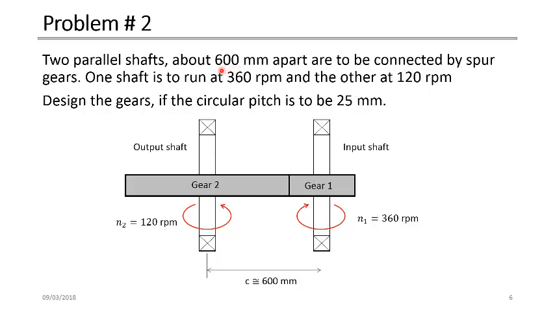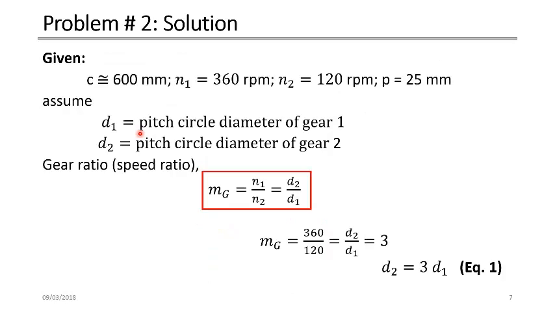For the center distance, it's approximately 600, so we can just take it a little bit higher or a little bit lower than 600. What is given here is the center distance is 600 millimeter, the speed of the first shaft and the first gear is 360 RPM. The speed of the output shaft and the output gear is 120 RPM, and the circular pitch is equal to 25 millimeter. And the circular pitch is the same for gear 1 and gear 2.